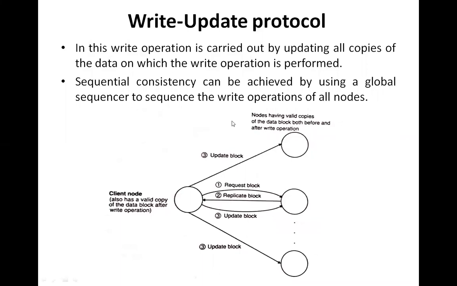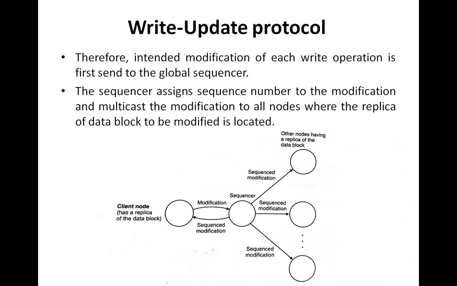So in this particular method, in the Write-Update protocol, sequential consistency can be achieved by using a mechanism called total ordering of the write operations of all the nodes, so that the processes agree on the order of the writes. And just to maintain the order of the writes, the method which is implemented is the global sequencer. A global sequencer is a kind of process which is going to sequence the write operations to all the different nodes.